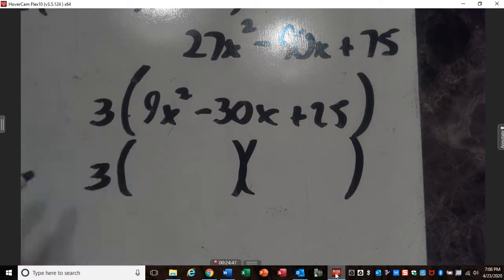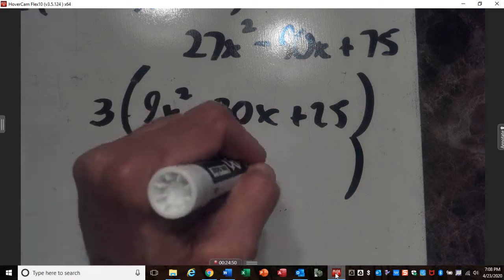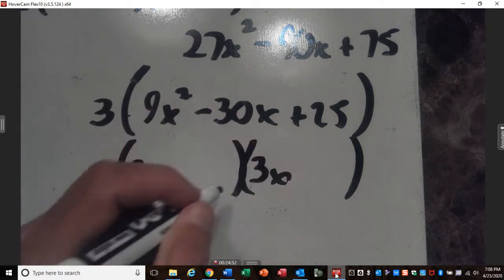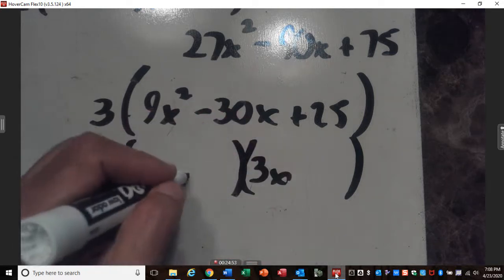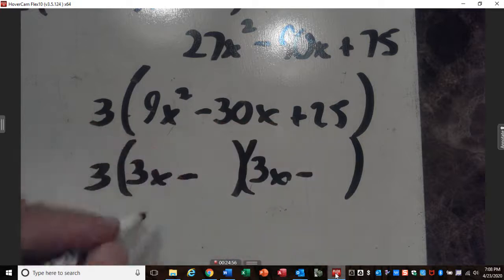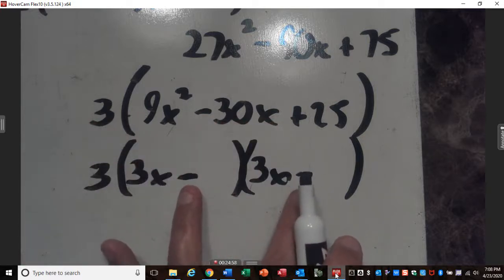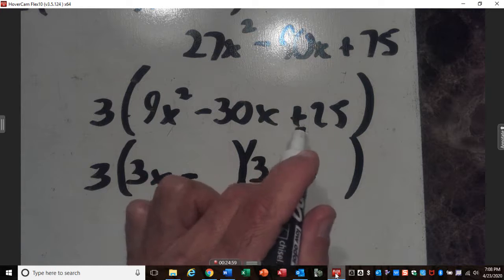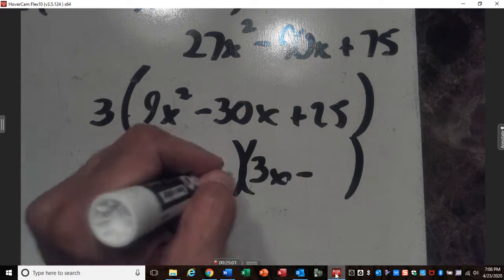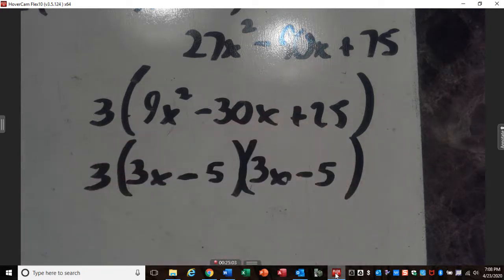Okay, 9 is 3 and 3, x and x. Middle term is negative, so negative sign and negative sign. Don't make them opposite signs. Opposite signs will give you a negative number here. You don't want that. And then 5 and 5. And ladies and gentlemen, you are done. That is how you factor special types.